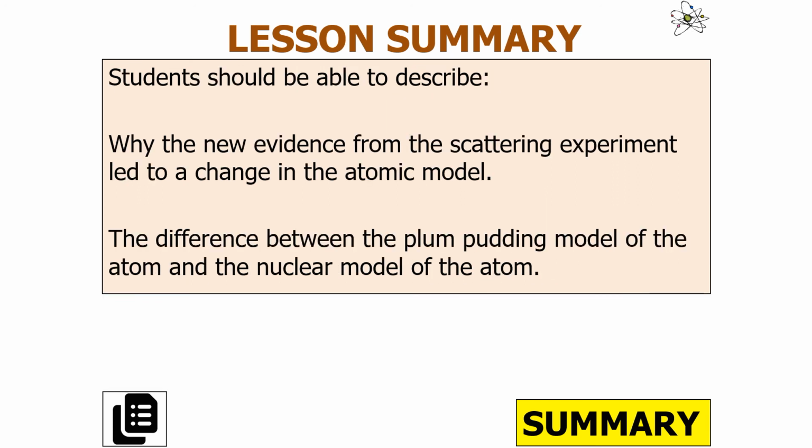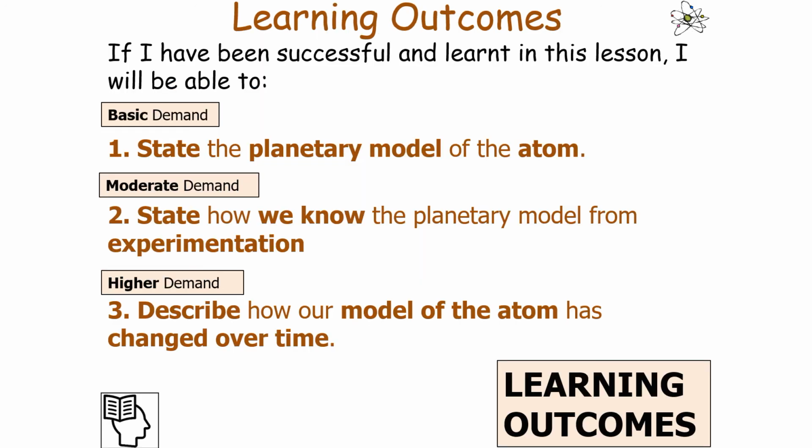Now, you should be able to describe why new evidence from the scattering experiment led to a change in the atomic model, and the difference between the plum pudding model of the atom and the nuclear model of the atom. So if we've been successful and learnt in today's lesson, we should be able to state the planetary model of the atom, state how we know the planetary model of the atom from experimentation, and describe how our model of the atom has changed over time.